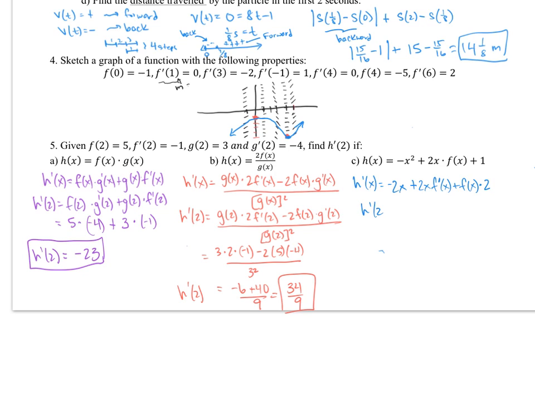I need h prime of 2, so I'm going to skip a couple of steps here, and we're going to say this is negative 2 times 2 plus 2 times 2, and then f prime of 2 is negative 1, plus this will be 5 times 2. f of 2 comes out to be 5, and then cleaning all this up, I get h prime of 2 equaling negative 4 minus the 4 plus 10, so h prime of 2 ends up being a value of 2.